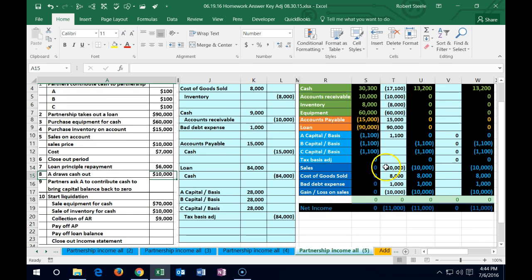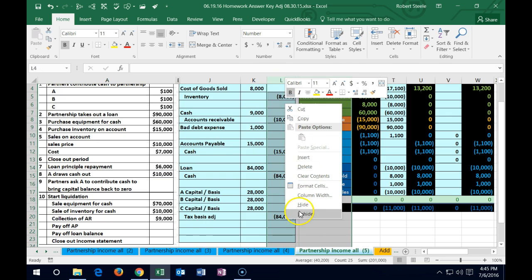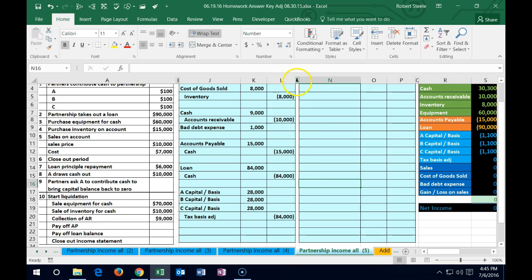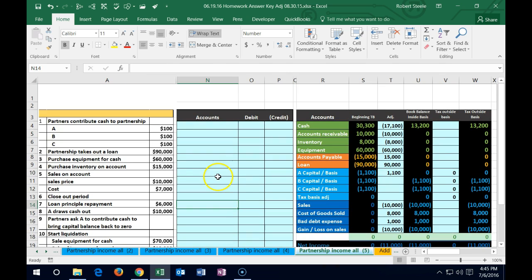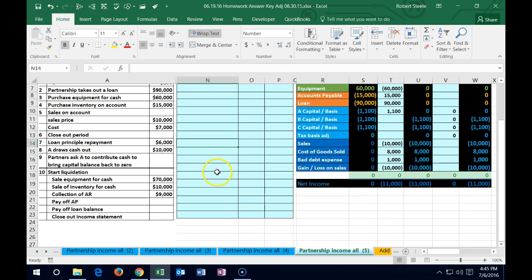Next thing we need to do is close out the income statement that we have earned through this time period. I'm going to go ahead and unhide our last column here. So I'm going to highlight from L to R, let go, right click, and unhide. And then I'm going to hide from M to E, is that it? And then right click and hide. Okay, so now what we're going to do is close out.